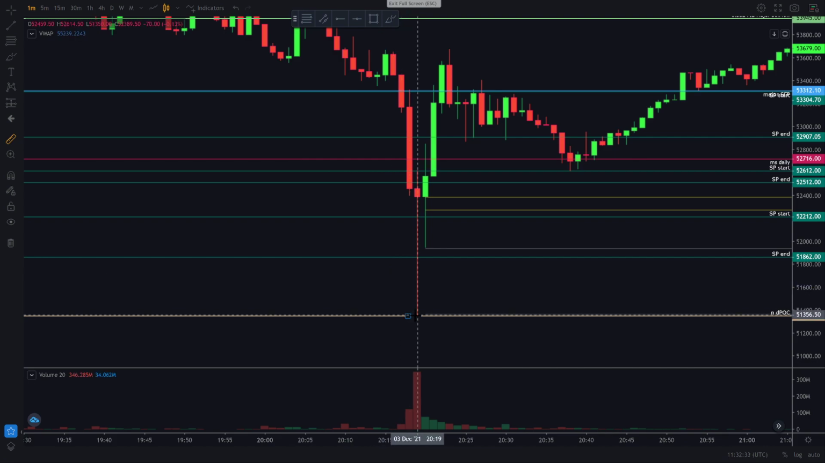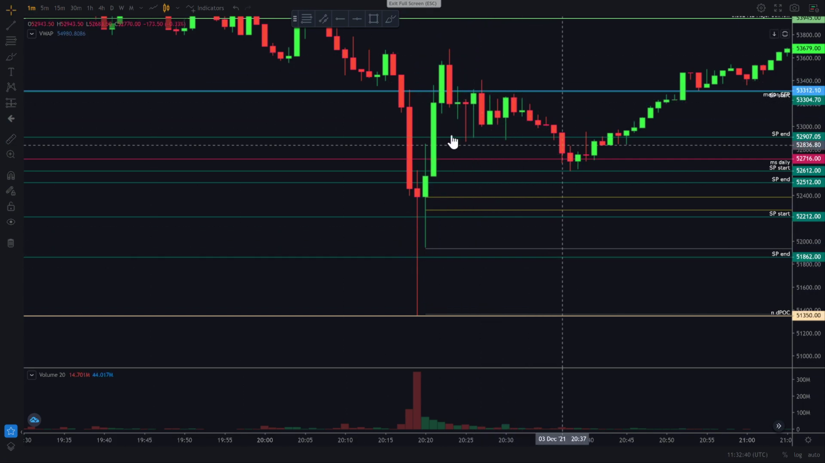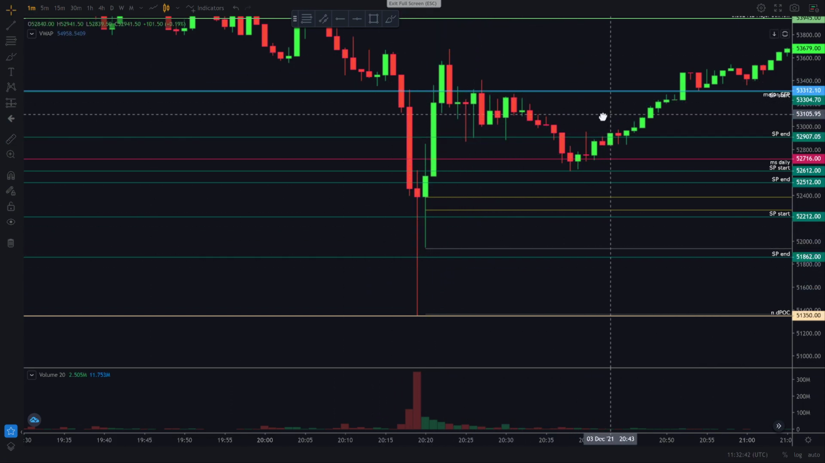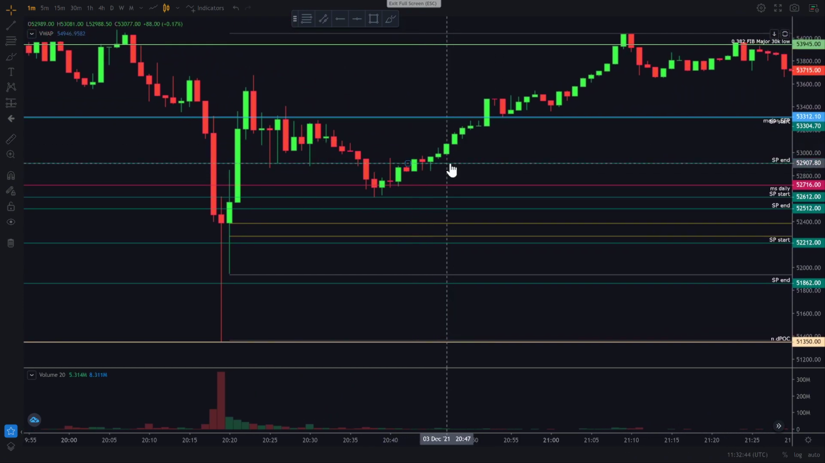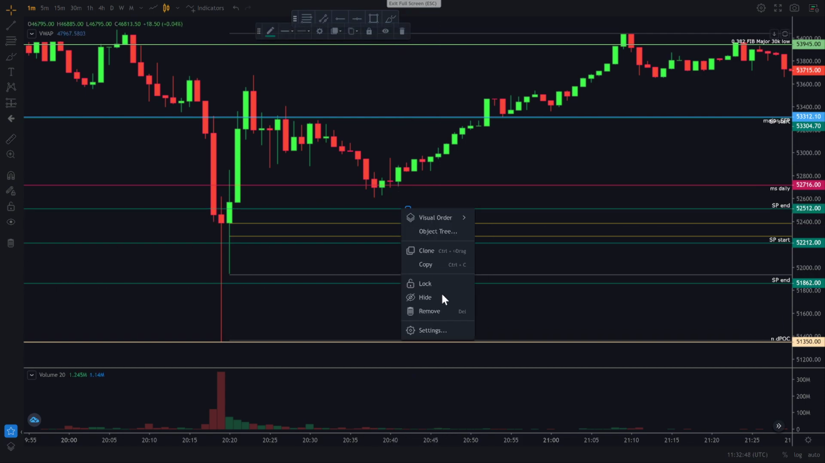This trade resulted, some members told me, in 3.2%, 3%, 4%. Look here, brutal bounce. So you have your trade, you put stop loss to your entry, and you let the market play out. I will start deleting all levels we destroyed.